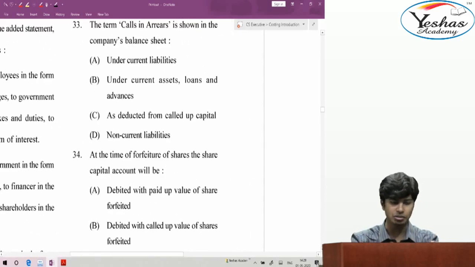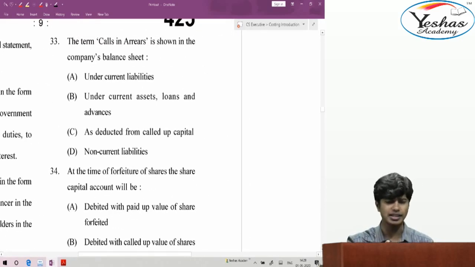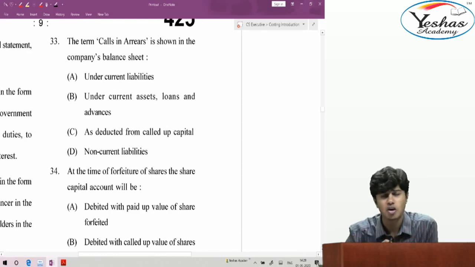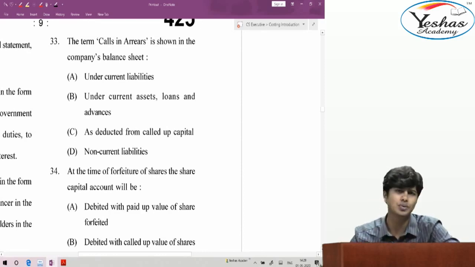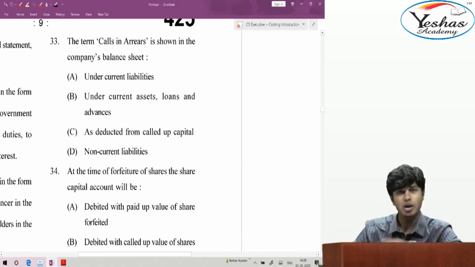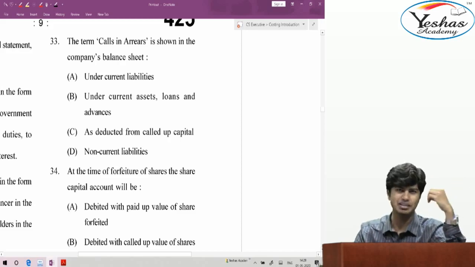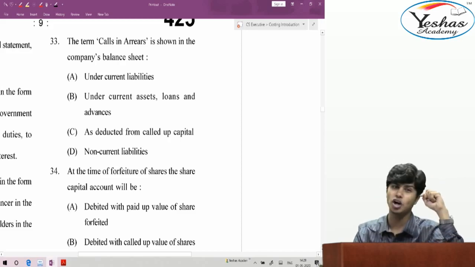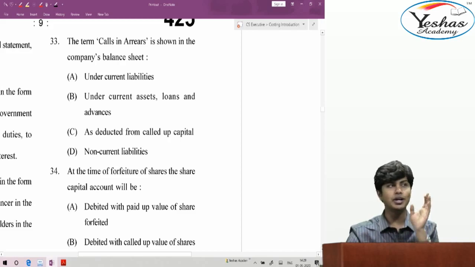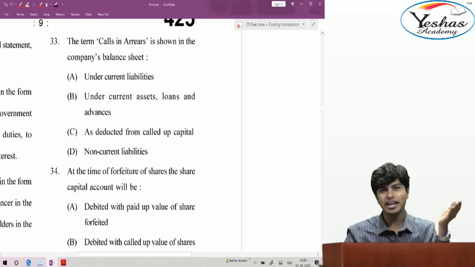Let us now go to question number 33. The term calls in arrears is shown in the company's balance sheet. Calls in arrears refers to that bad shareholder who didn't pay us money, and is still supposed to pay us money. With respect to that shareholder, when we are supposed to collect the money, it is our asset, but it should not be shown on the asset side. What do we do on the liability side of the balance sheet? We write called up capital.